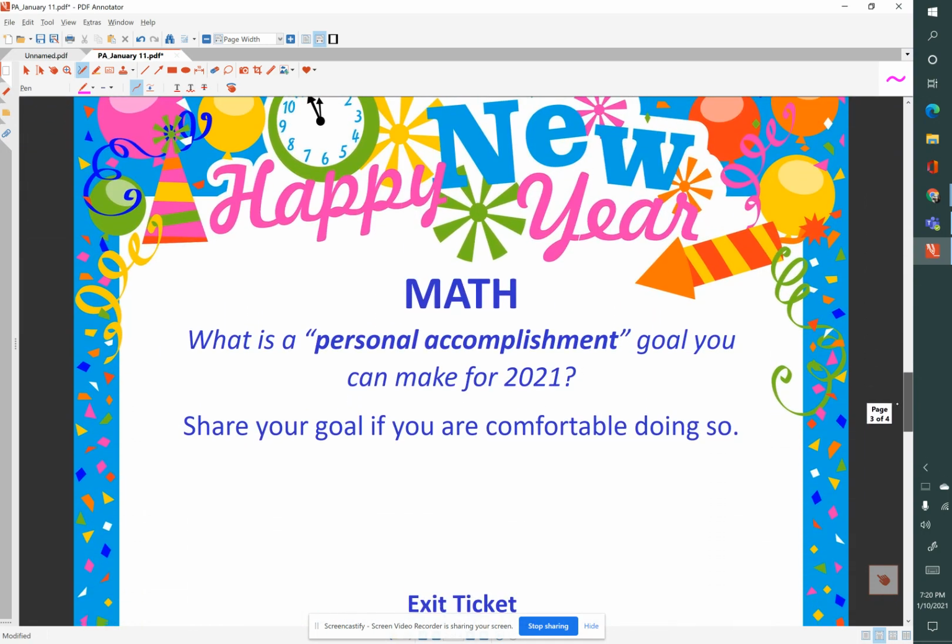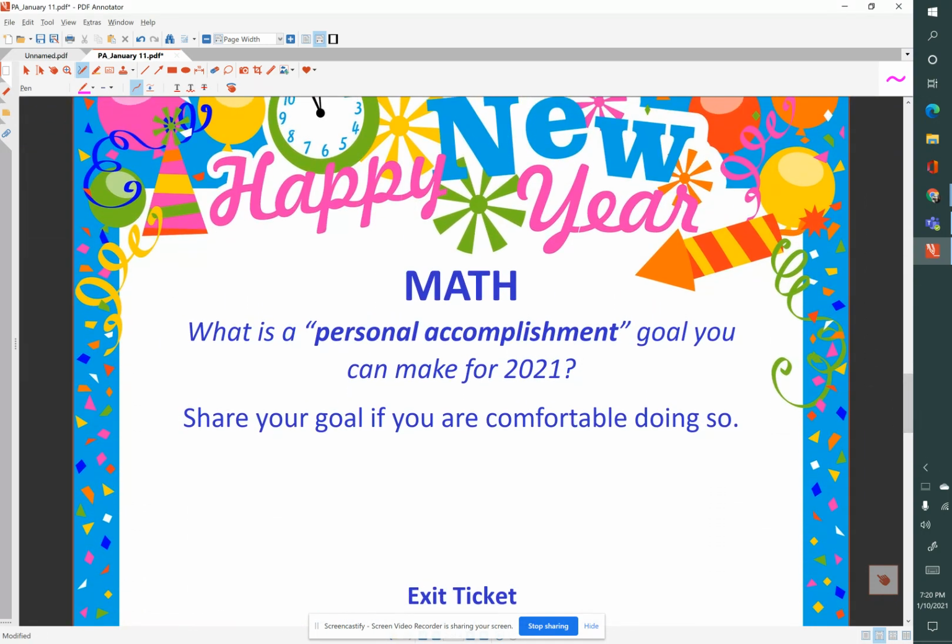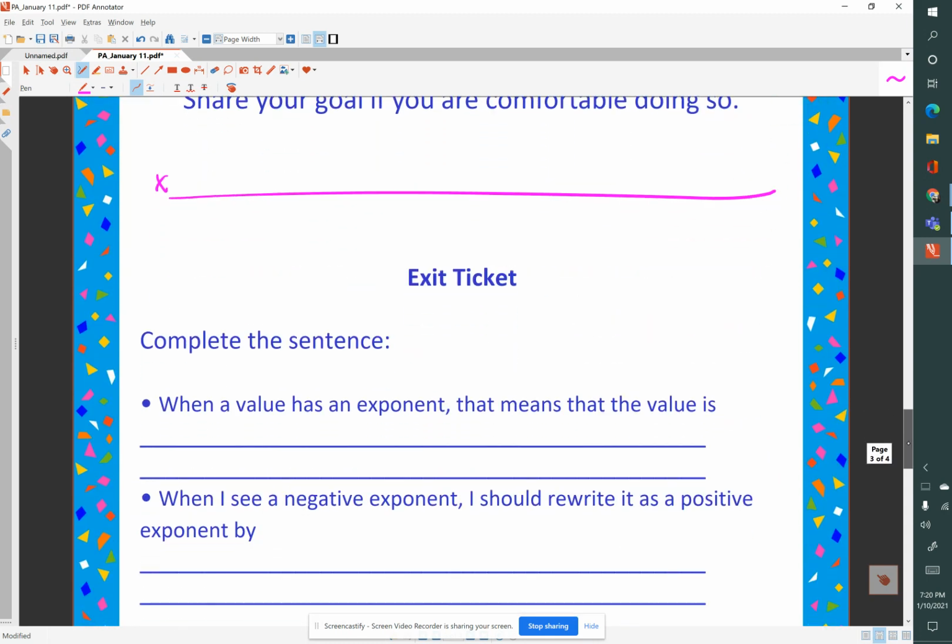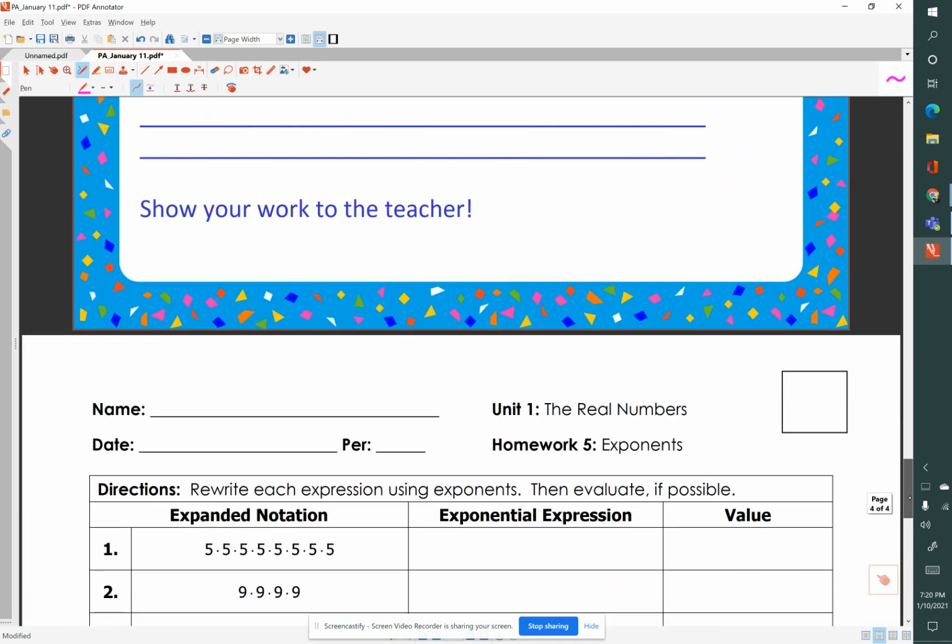So our New Year's resolution, what is a personal accomplishment goal that you can make for 2021? Okay, I have a fitness goal and I have a professional goal that I'm going to do. I'd like you to write yours right here. When we discuss this in class, if you're up to sharing it with the group, that would be great. And we will get back to our exit ticket after we do our work.